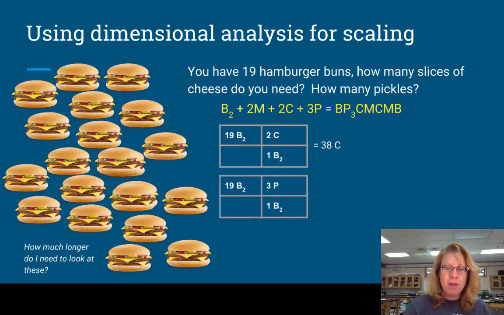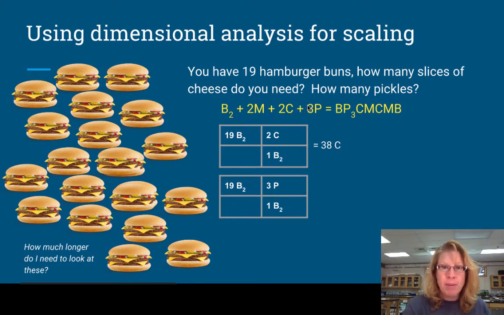So I'll set up my other one. I'm going to start with the same bit. Still start off with 19 buns. And now I'm going to use a different conversion. See how I crossed down the buns because I'm converting from buns to pickles. And the one that you're trying to cancel out goes on the bottom. It sounds stupid to say this. The one that you're trying to go to, which in this case is pickles, goes on the top. And then these numbers, the 1 and the 3, came from the balanced equation. That's my ratio. That's my conversion factor.